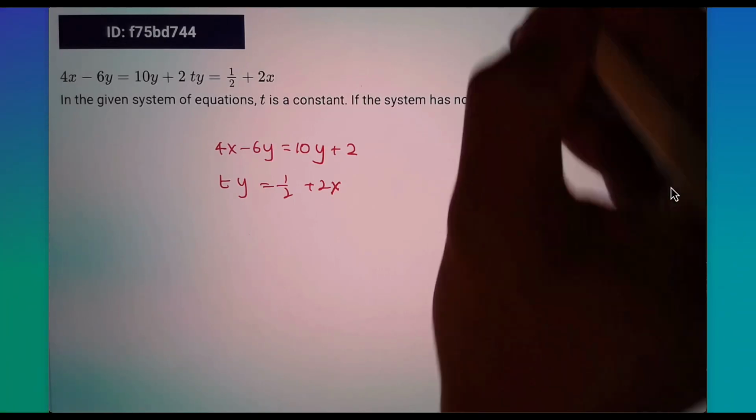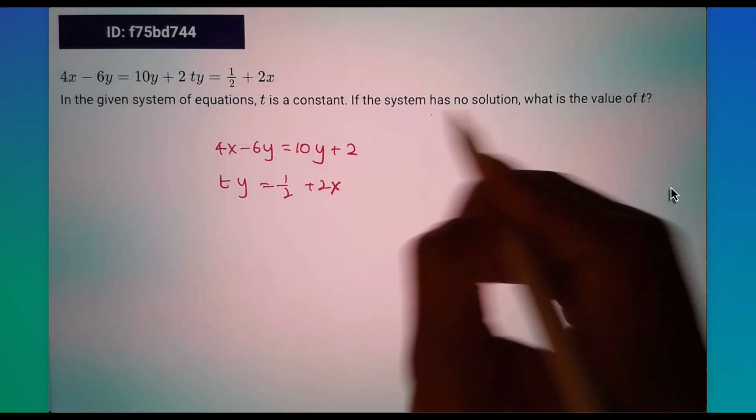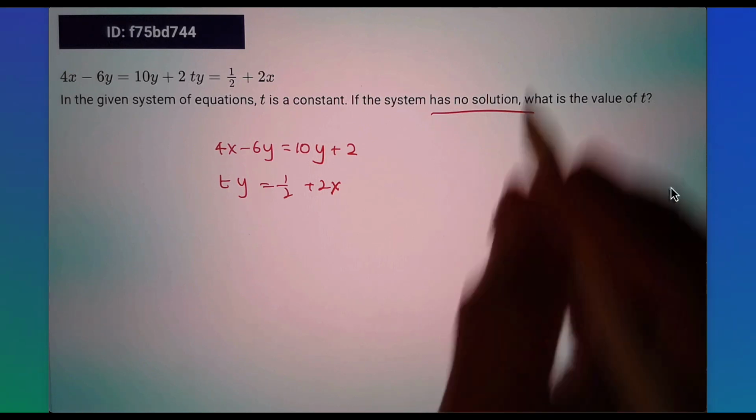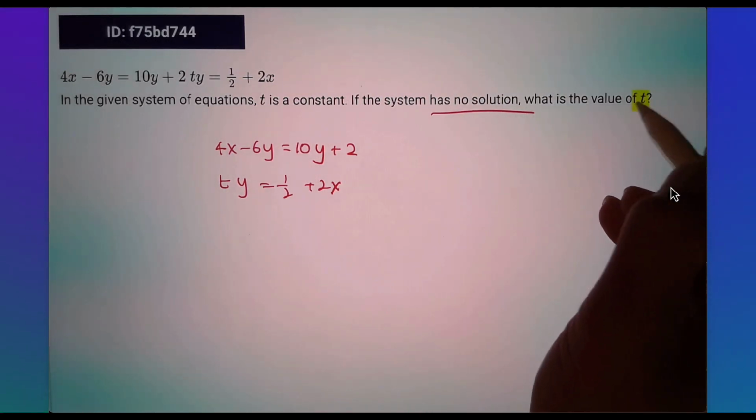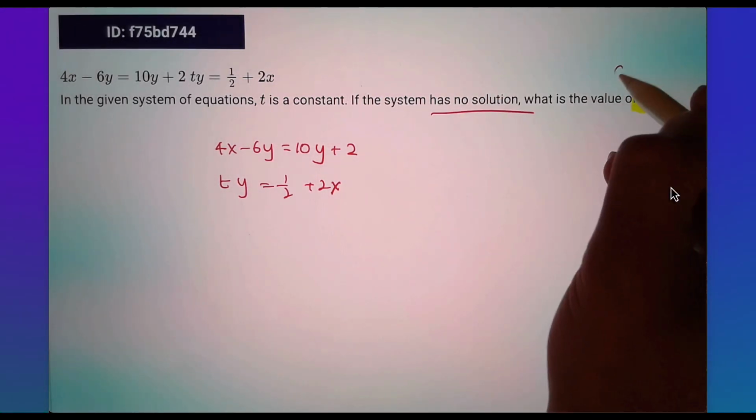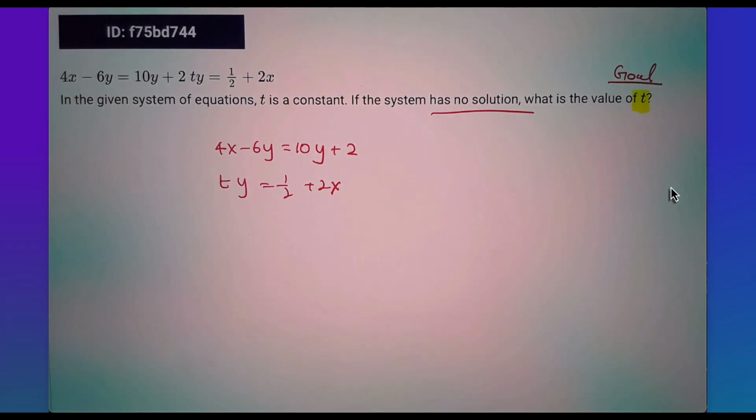Hello everyone, here we do not want any solution. You can see here no solution, and the goal is to find the value of t. So I'm going to say our goal is to find t when there is no solution. I rewrote the question because the way the College Board formatted it was not good.